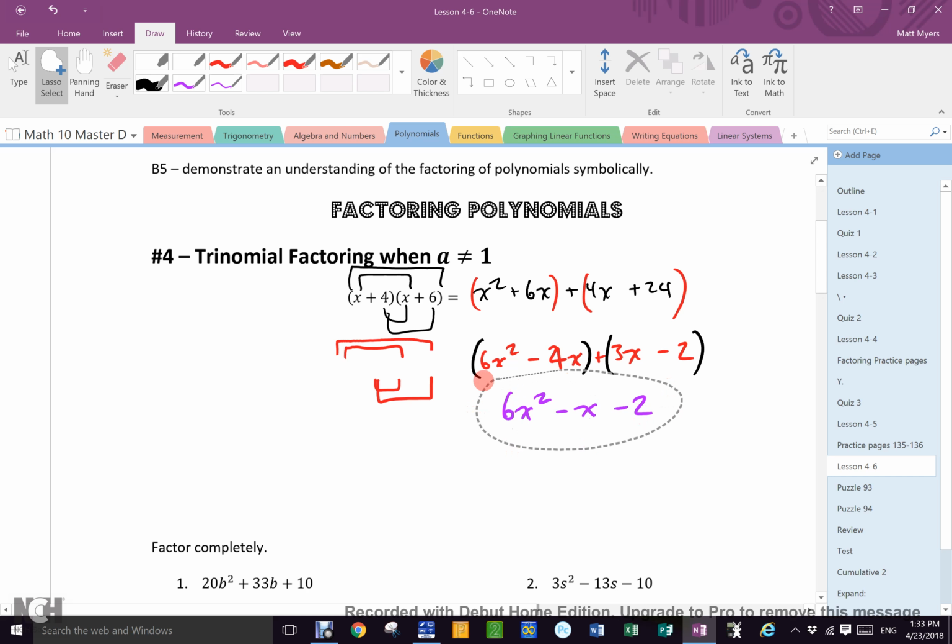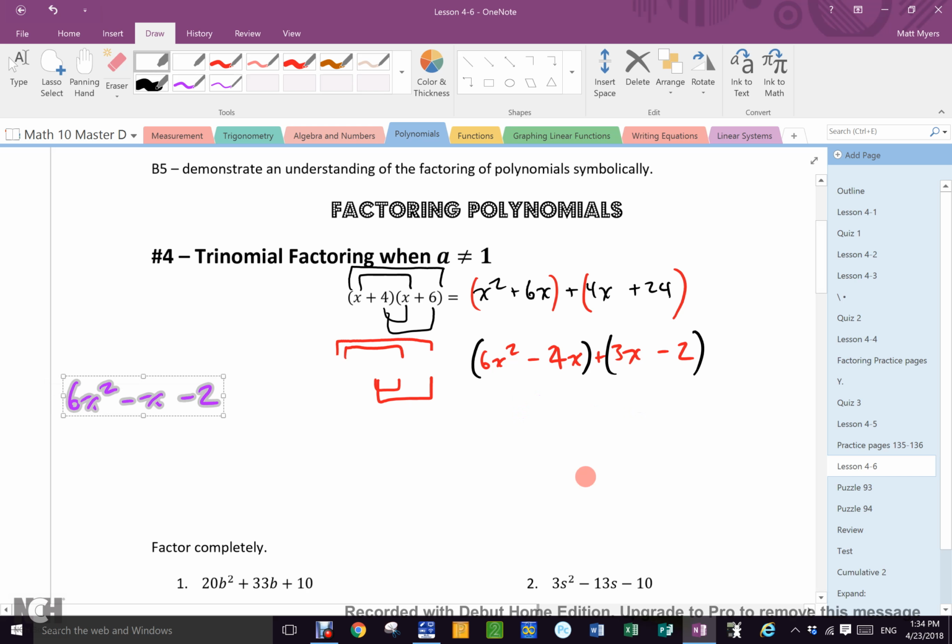I'm going to move this over here, and we're going to start working from there. Now, tell me anything you can about that purple expression. Talk to me. Use some math words. What is it? It's a trinomial. Excellent. Good.